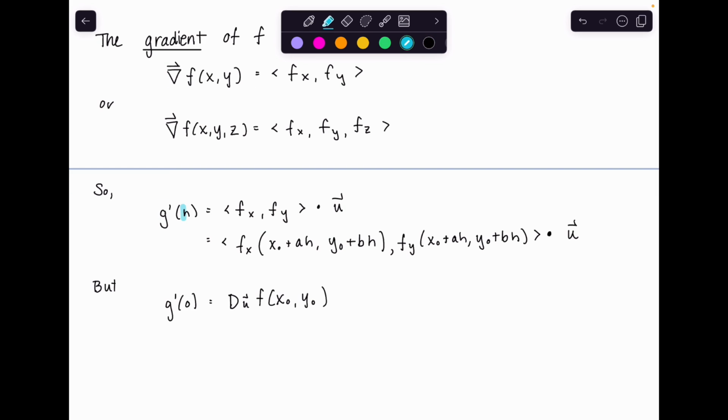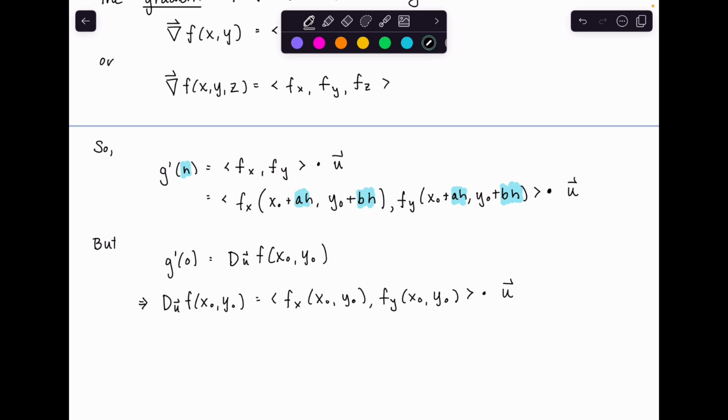So if I plug in 0 for h, all that does is it makes all of these pieces disappear. So what that gives us is the directional derivative we're searching for at this particular point is going to be the vector, which has the partial with respect to x, evaluated at x naught, y naught, the partial with respect to y, evaluated at that initial point, and then dot product with u.